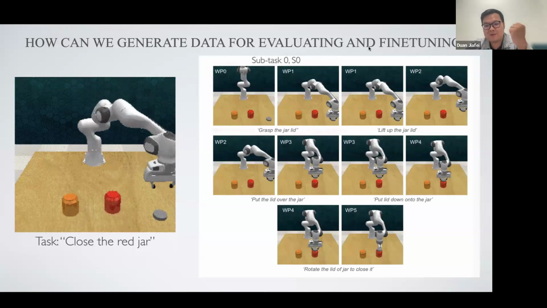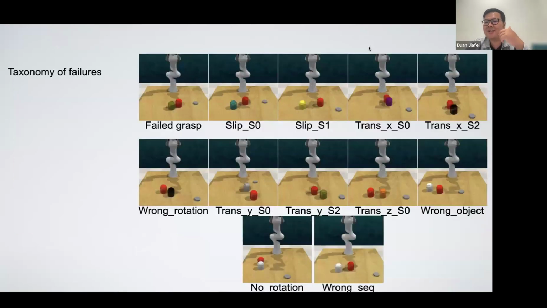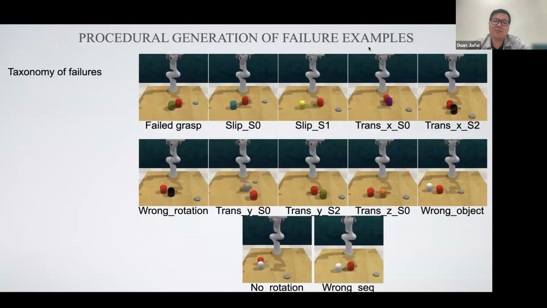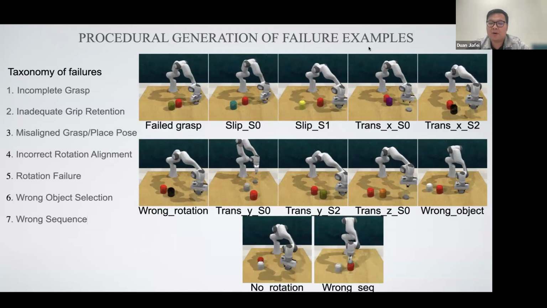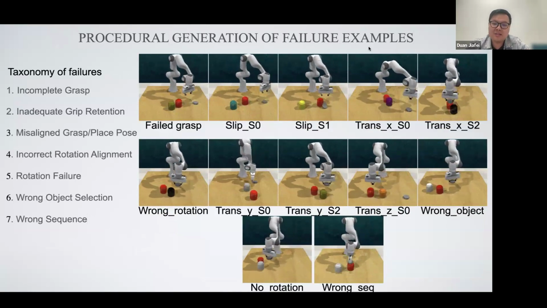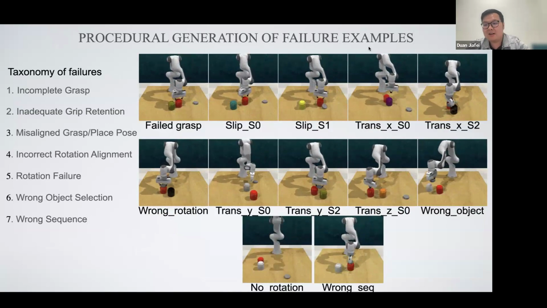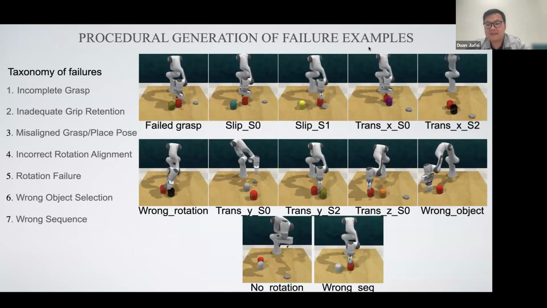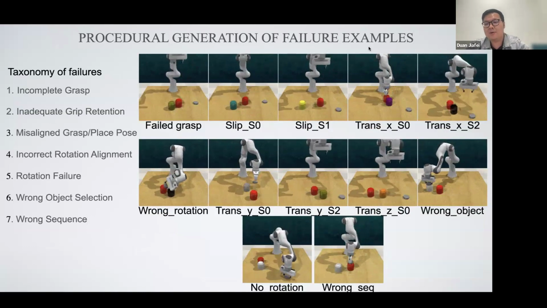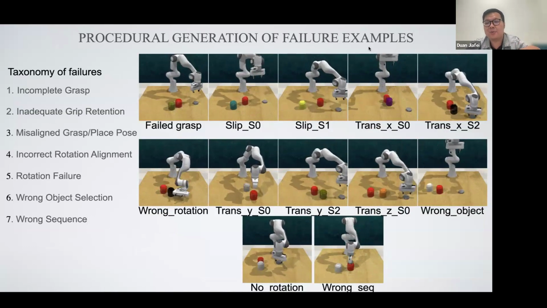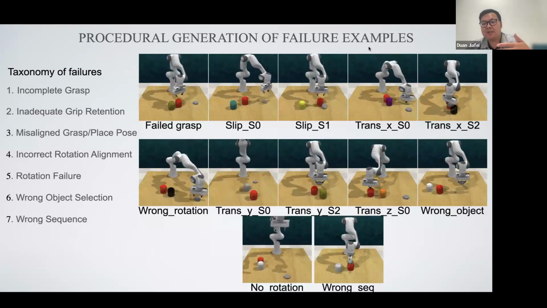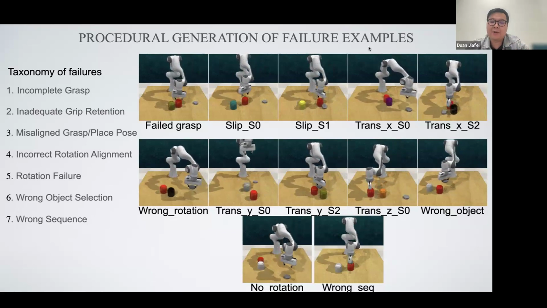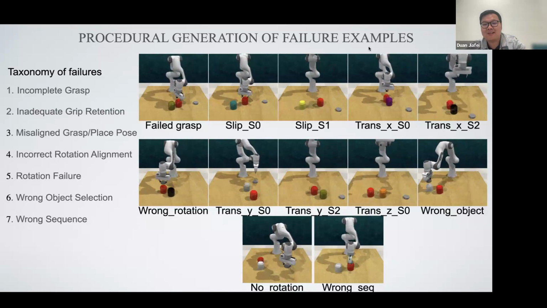So now we have the good demonstration. The idea here is how can we take the good demonstration and make it fail? So we define a list of failure taxonomy. And these failure taxonomies are not defined purely by us. We did a bunch of surveys to look at existing policies and why most of these policies tend to fail. Then we are able to procedurally generate this failure condition in simulation by just altering the successful trajectory. For example, for an incomplete grasp, we basically retain the gripper to be open when it's supposed to grasp the object at that point. By doing this kind of perturbation, you are able to generate a bunch of these failure examples, and you know exactly why it failed because you are the one that generated it.